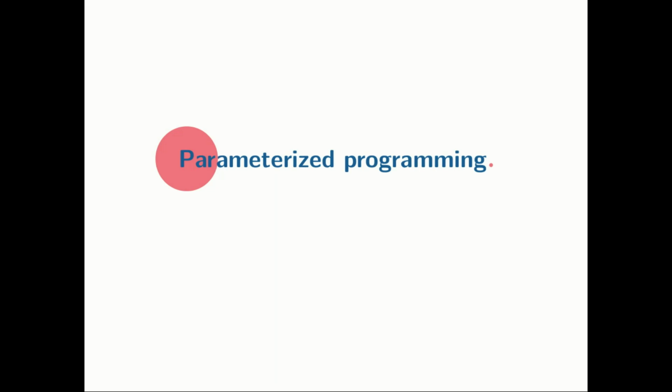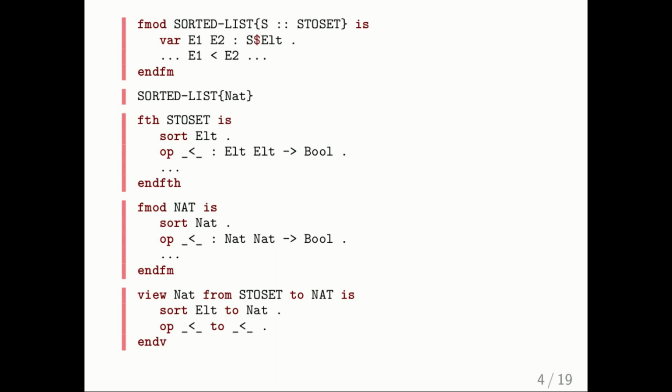I will review our previous work in this video, but the focus here is on the use of parameterized programming, as it exists in Maude. A quick reminder on parameterized programming is in order. This is a module implementing sorted lists. It is parametric on the sort of the elements in the list.